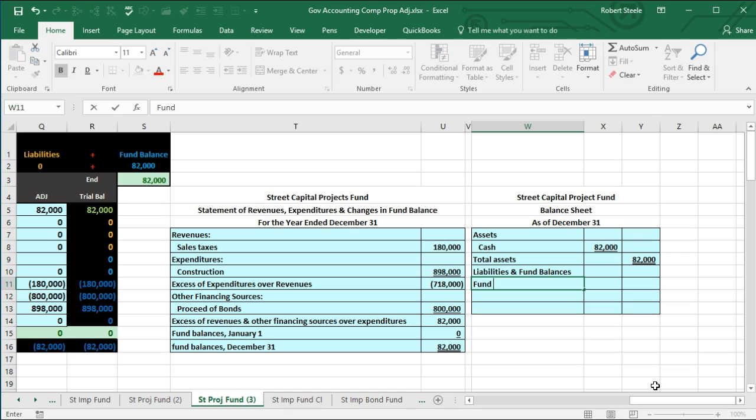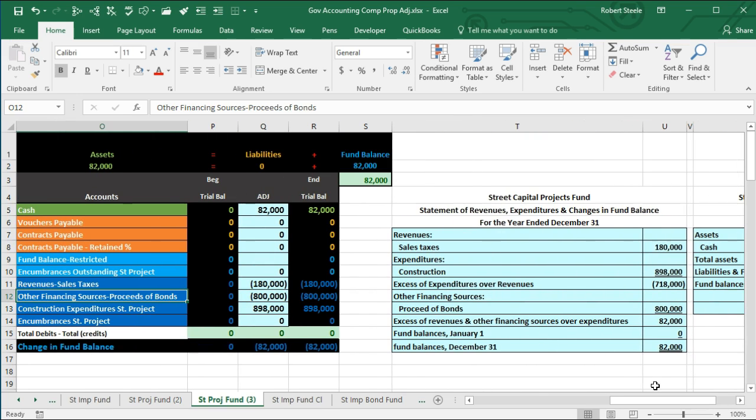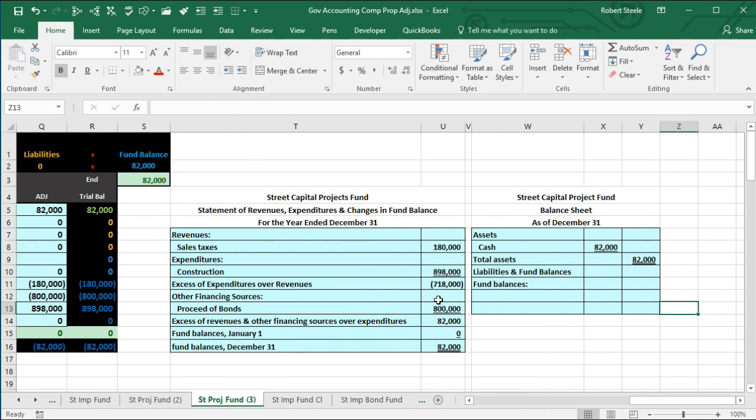So we're going to say fund balances, and that is going to be the same 82,000 if we highlight all the blue area, which we have here, the 82, which we also calculated here in the fund balances section of the statement of revenue, expenditures, and changes in fund balance. And of course, the assets minus the liabilities also equals that 82,000, which is the reason that we are in balance. So we're going to call that restricted capital projects.